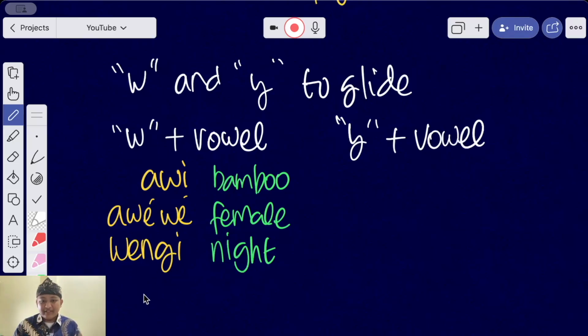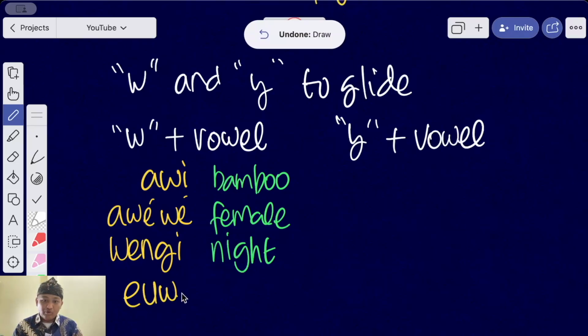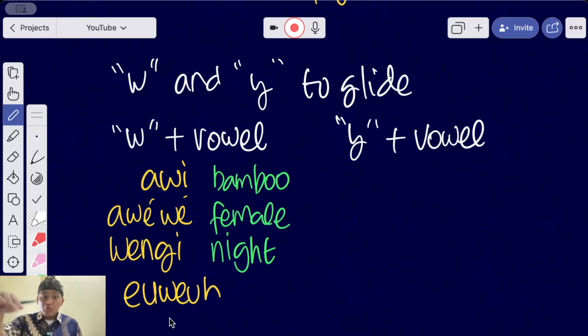Or our favorite word, ewe. The W is to glide. Ewe means unavailable.